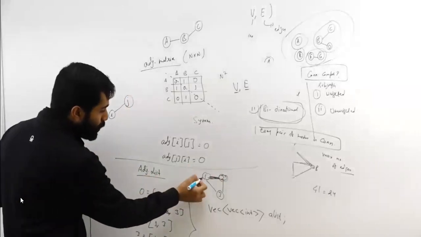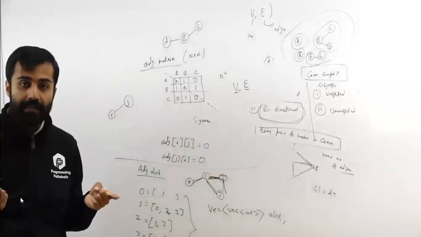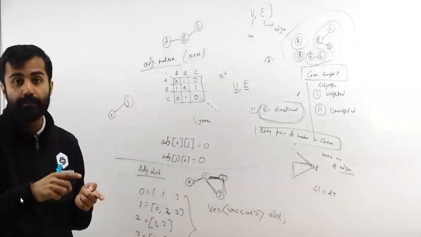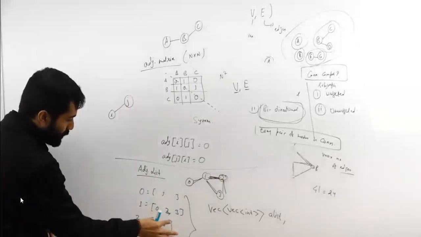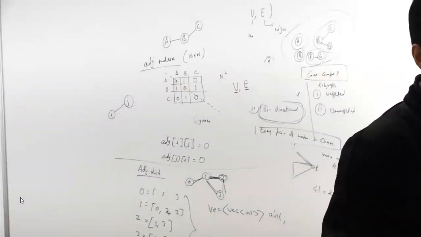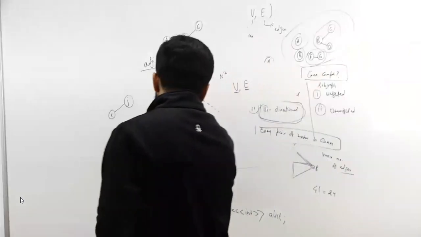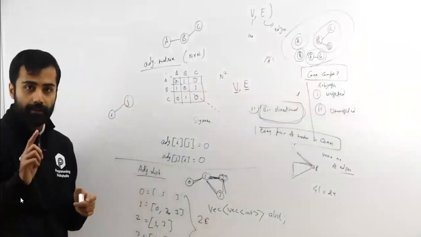So if there are 4 edges, and each edge is accounting for 2 elements, then these 4 edges will account for 4 into 2, which is 8 elements: 1, 2, 3, 4, 5, 6, 7, 8. Is it making sense? How many of you get that? Right? So the sum of sizes of all these lists will be 2 into E, where E is the number of edges.